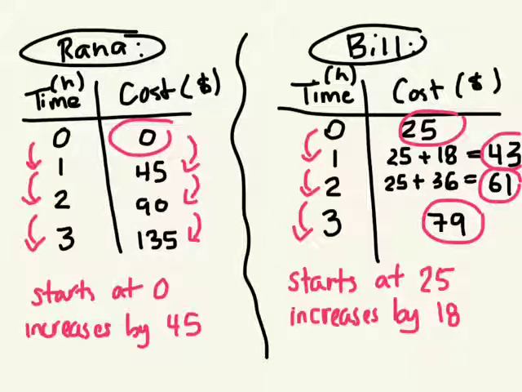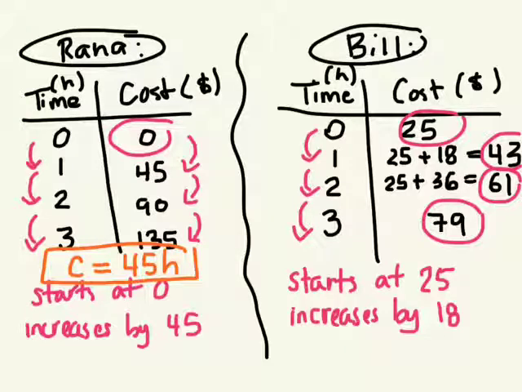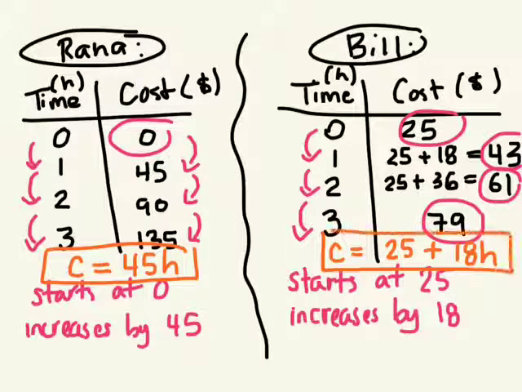When we're calculating the cost for Rana's company, what would be an equation that would help you to calculate the cost? If you want to know what the cost is equal to, yep, 45H, excellent, because all we had to do here was take the number of hours and multiply it by 45. They were directly related, right? What about for Bill? How would you calculate the cost? 25 plus 18H, excellent. We took the number of hours, multiplied it by 18, and we added 25.